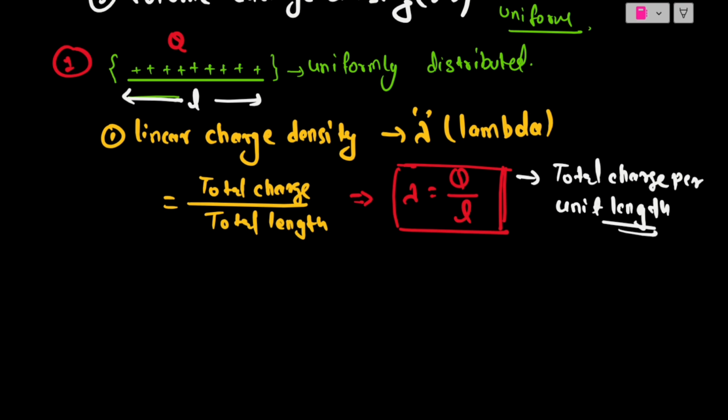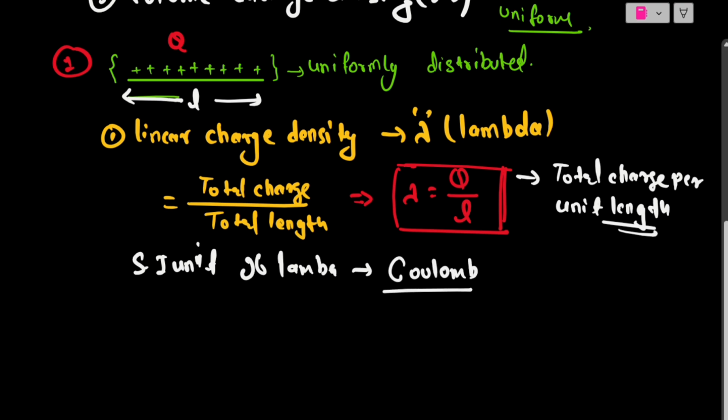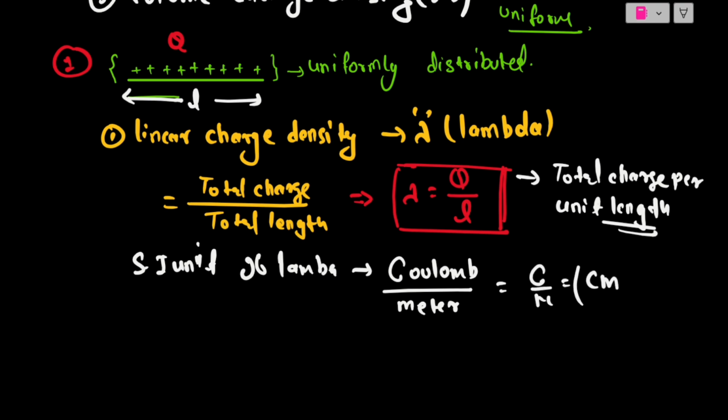Now we can also write its SI unit. So what would the SI unit of lambda be? You can calculate it as well. Lambda's formula is total charge per unit length. The SI unit of charge is Coulomb, and per unit length, the SI unit of length is meter. So the SI unit of linear charge density is Coulomb per meter, or you can write it as Coulomb meter to the power -1, right?